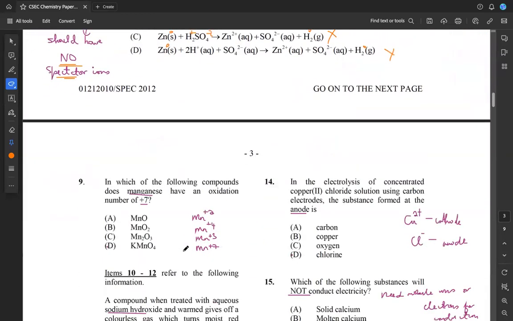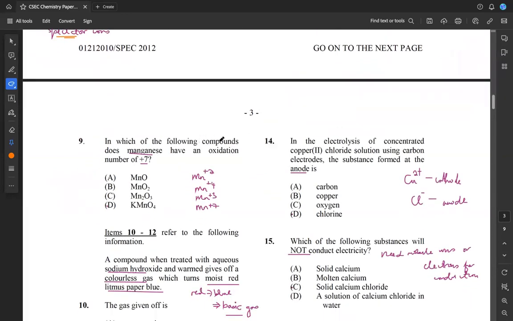Moving along to 9 now. 9 says, in which of the following compounds does manganese have an oxidation number of +7? Right? So we're looking for the one of these compounds in which manganese has an oxidation state of +7. Now the key thing to notice here is that all of these compounds are neutral compounds, right? So that means that whenever I add up the oxidation number of, say, manganese and oxygen, I should end up getting 0, right? So I know oxygen is normally -2, so that means that the Mn has to be +2 in this particular case, right? So that's not 7, and 7 is what we're looking for.